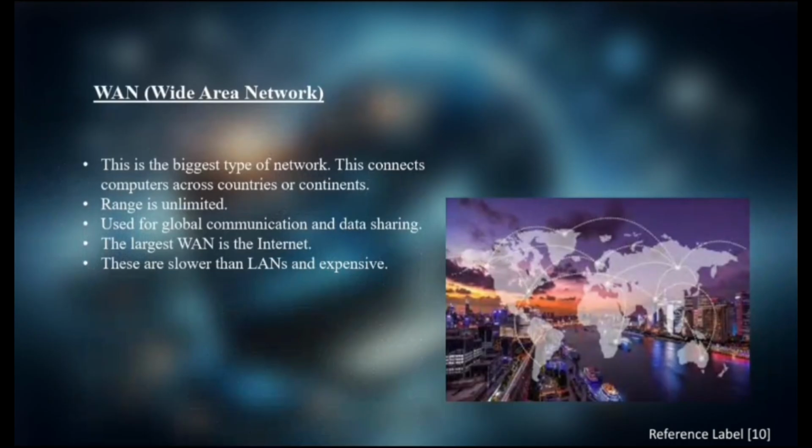WAN, Wide Area Network. This is the biggest type of network. This connects computers across countries and continents. Range is unlimited, used for global communication and data sharing. The largest WAN is the Internet. These are slower than LANs and expensive.